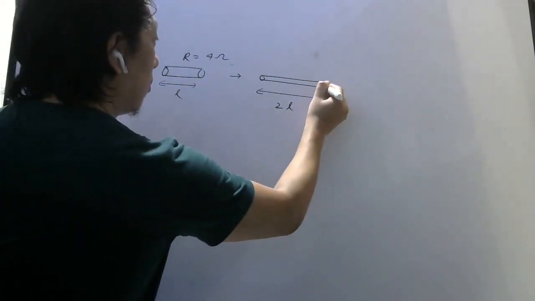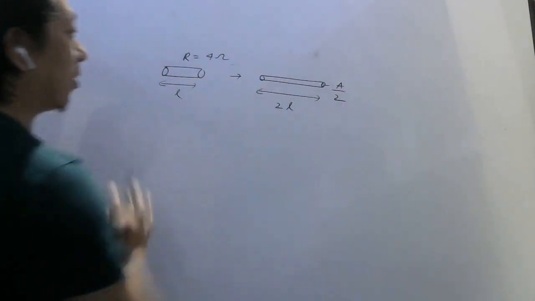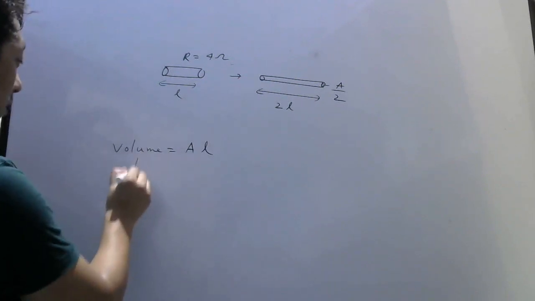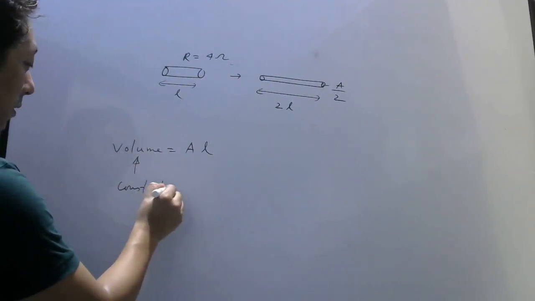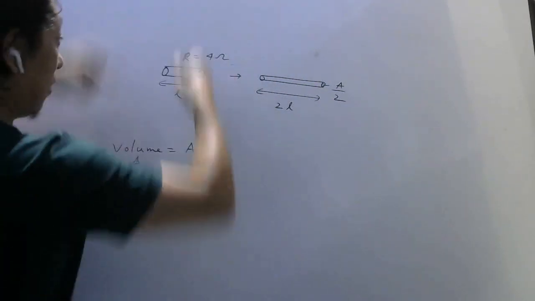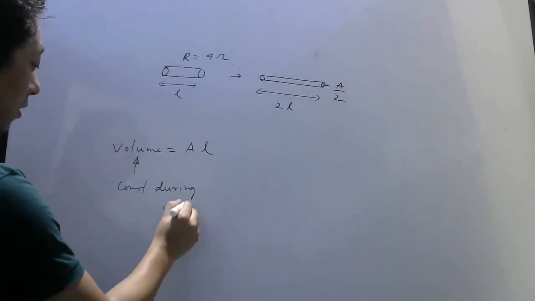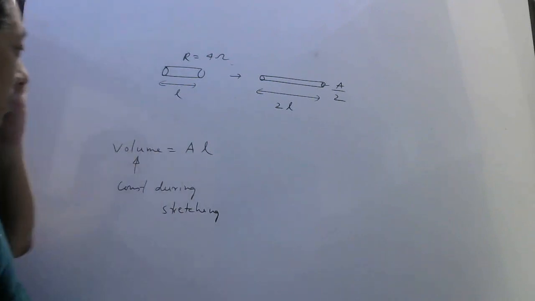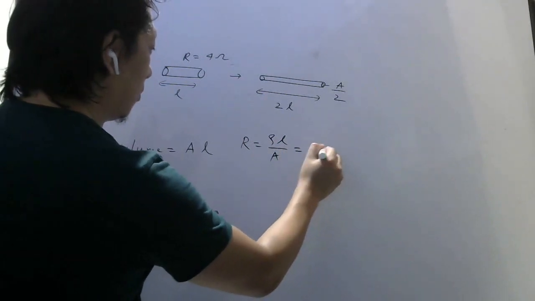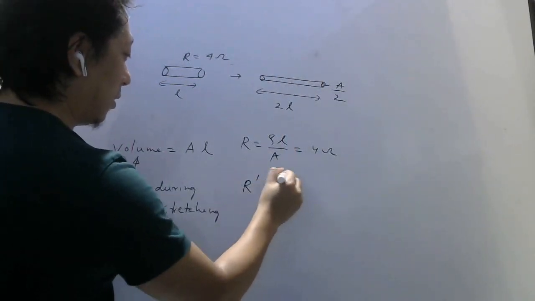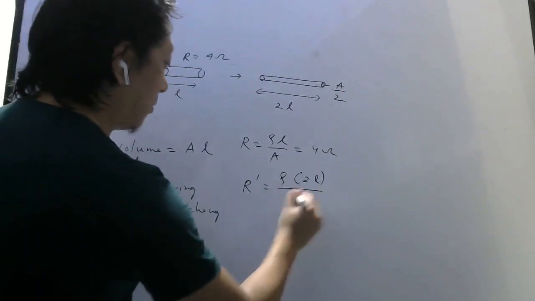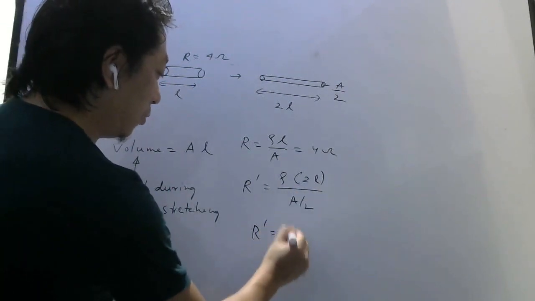So area will become half. I have told you volume should be constant. The volume of a cylindrical wire is area into length, and this should be constant during stretching. They can compress also: if you compress, length will become shorter and area will become larger. Now if you calculate the resistance, it is rho L by A, which is given as 4 ohm. Resistance of the new wire: rho will be the same, material is the same, length is 2L and area is A by 2. So new resistance will be 2 square R.